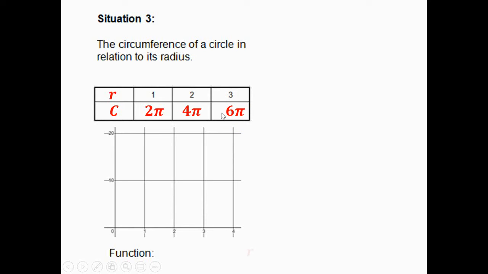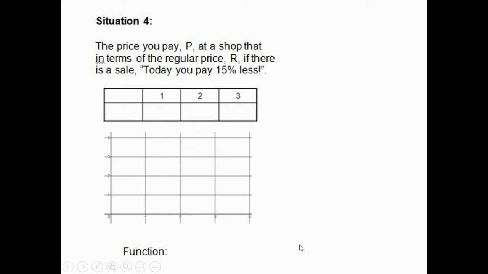There's our circumference. If you plotted those, you would get this graph that shows direct variation. And we have circumference based on radius. So again, get the axes right, and that helps you determine the function. So what is it? It is circumference based on radius equals 2 pi r. Situation 4, try this one here.